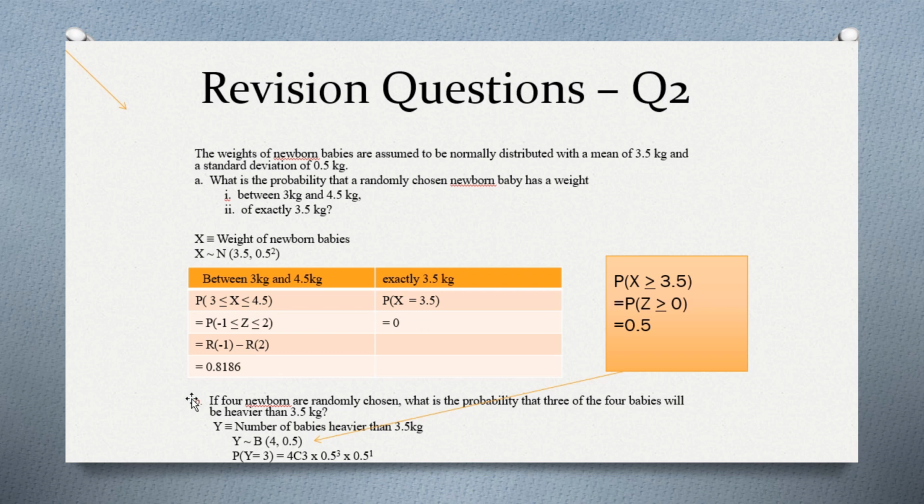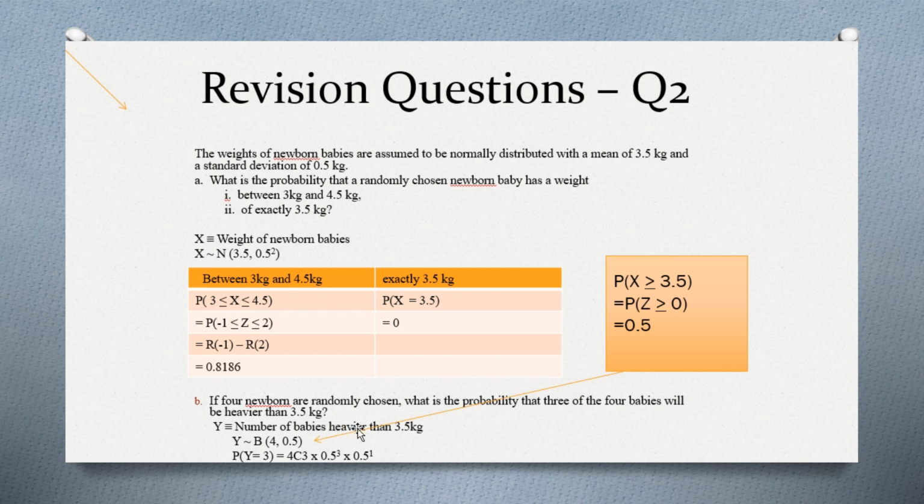All right? Now, if 4 newborns are randomly chosen, the moment you see something like this, you know it is going to be a binomial distribution. Why? Because the n is given to you. The moment randomly chosen is there, it is a binomial distribution. So you know your n is 4. What is the probability that 3 of the 4 babies will be heavier than 3.5 kgs? So how to find this? Heavier than 3.5 kgs.